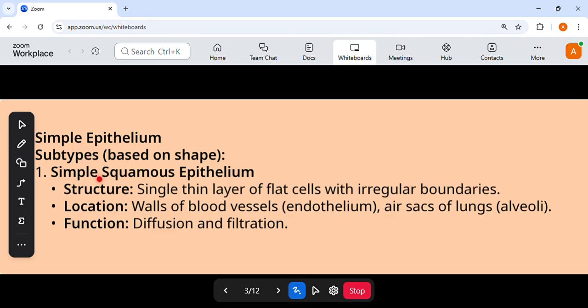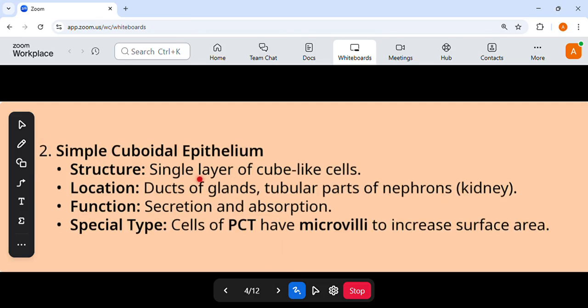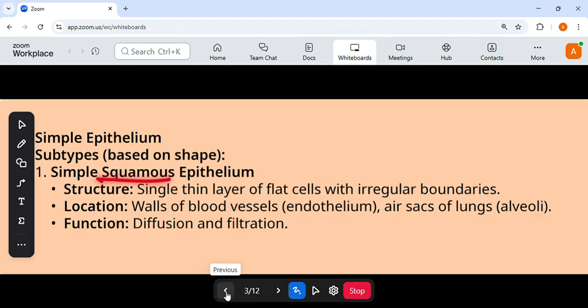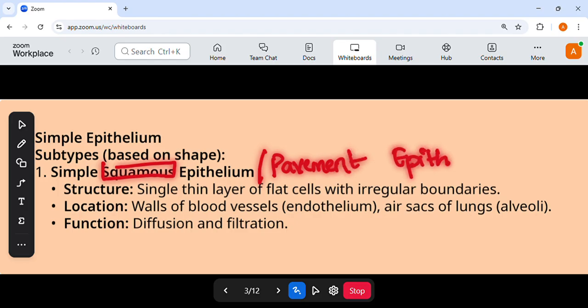Let's study in detail about simple epithelium. So simple epithelial के three types हैं. Simple squamous epithelium, simple cuboidal epithelium and simple columnar epithelium. So let's study first about simple squamous epithelium. Now, this is also known as pavement epithelium. Why we are telling it pavement epithelium? Any idea? Because the cell of this squamous epithelium looks like tiles के शेप के होते हैं, इसलिए हम उनको पेवमेंट एपिथेलियम भी कहते हैं.